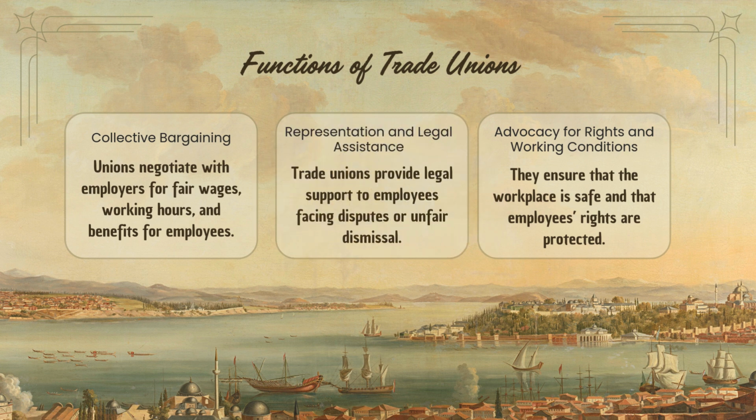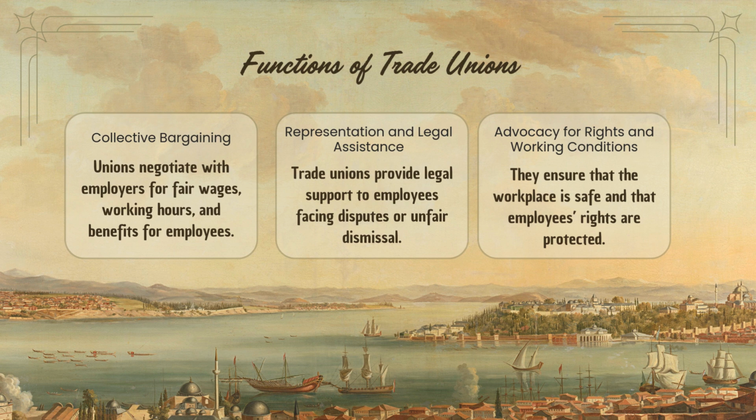Functions of trade unions. First, collective bargaining. Unions negotiate with employers for fair wages, working hours, and benefits for employees. For example, unions help workers get fair pay, reasonable hours, and benefits like healthcare. For example, if employees feel they aren't paid enough or are working too much, the union can talk to the employer to try to make things better. This way, unions make sure workers are treated fairly and their needs are respected.